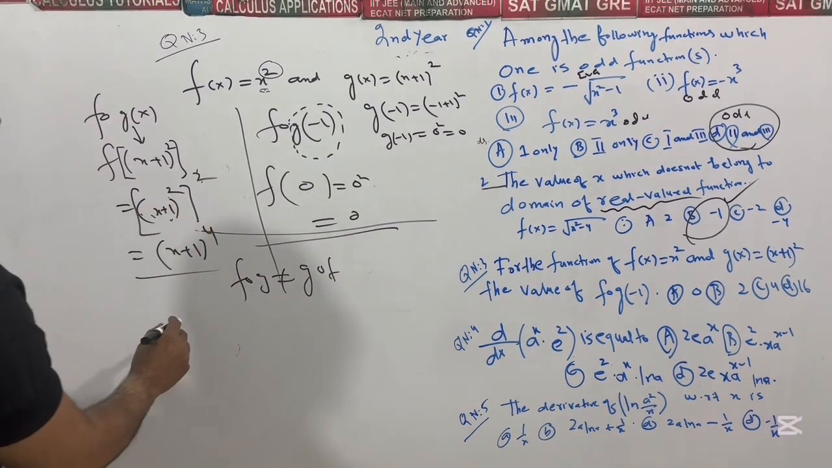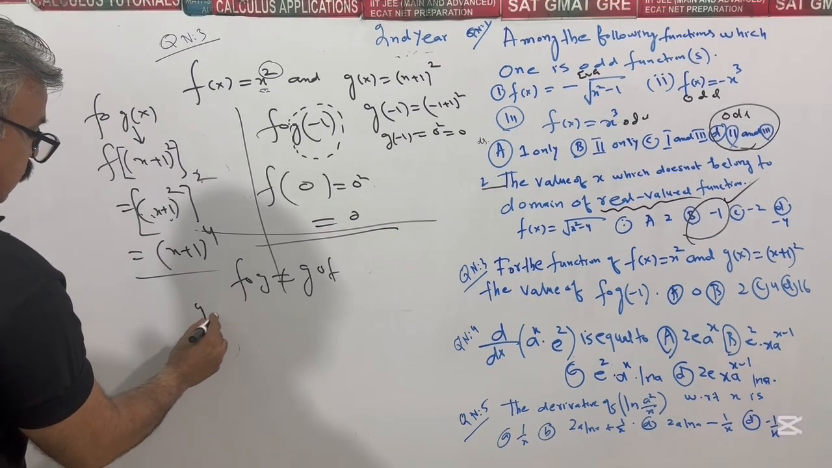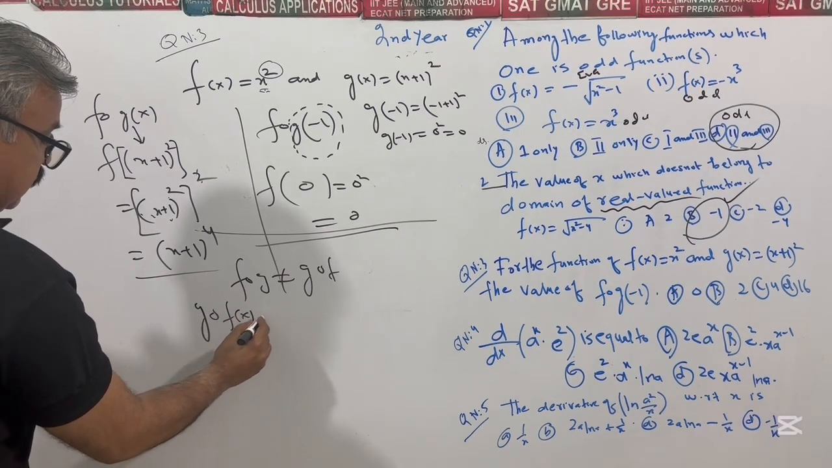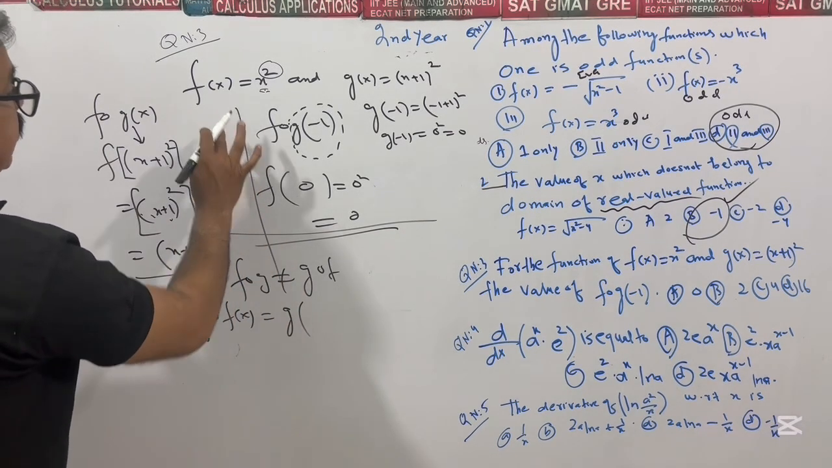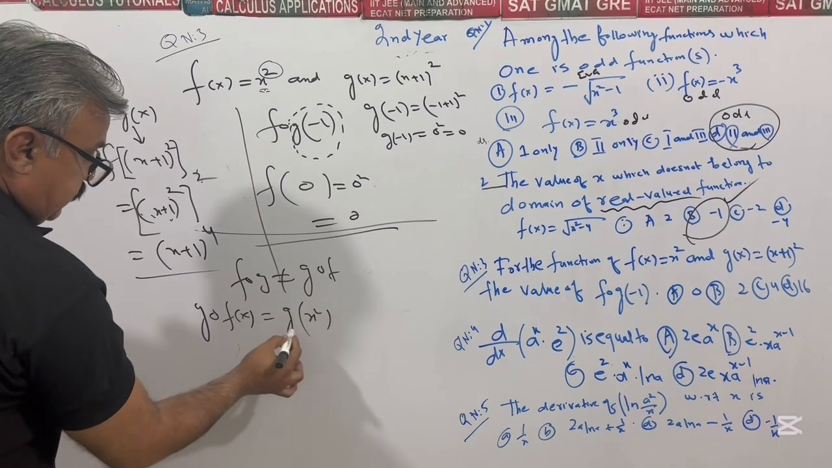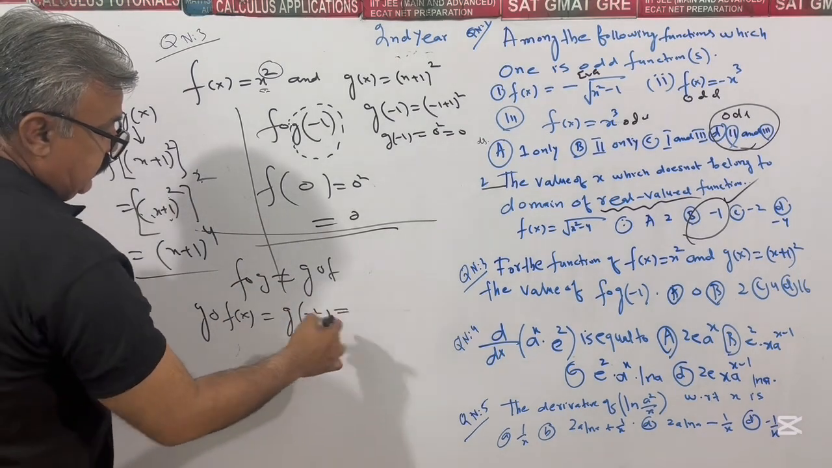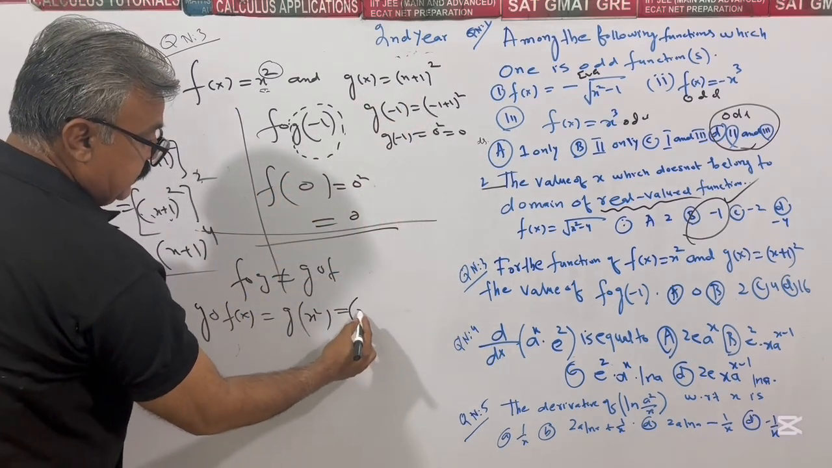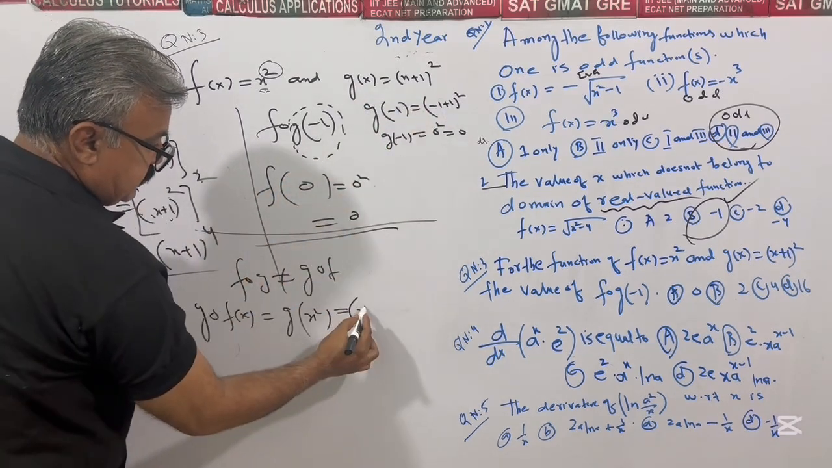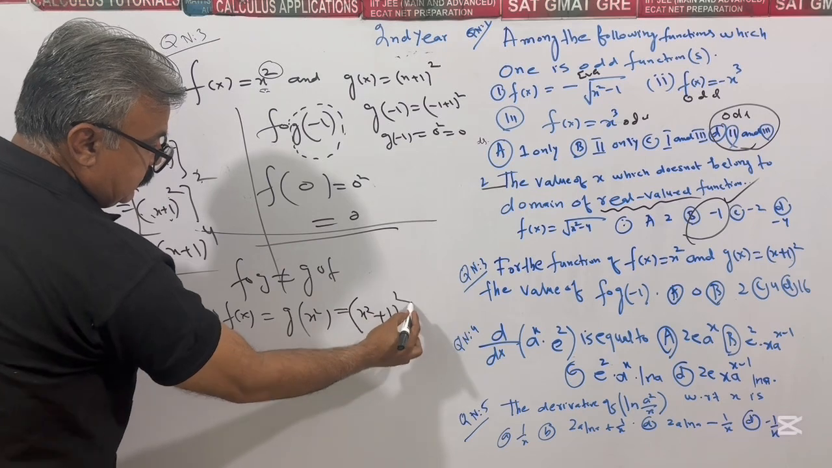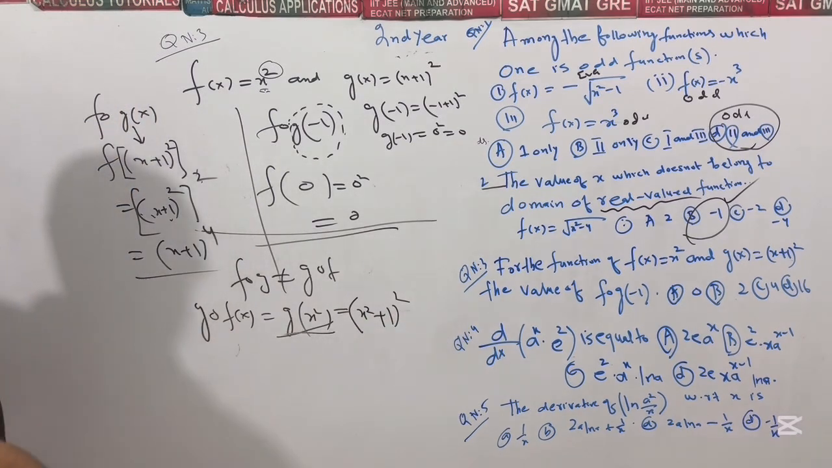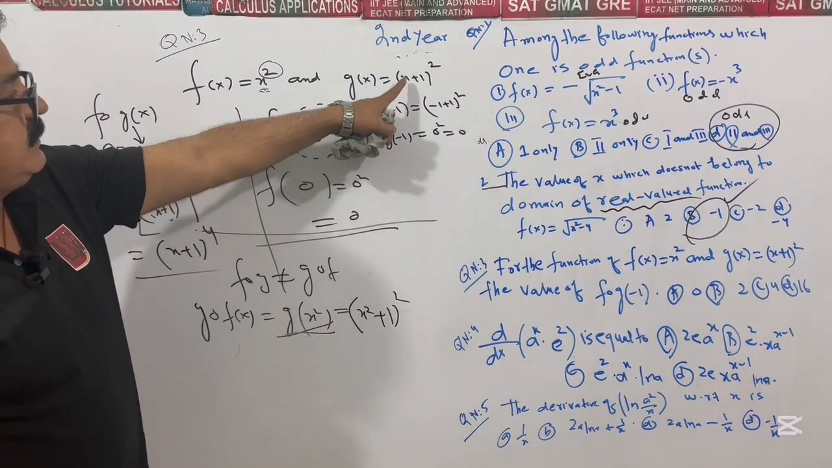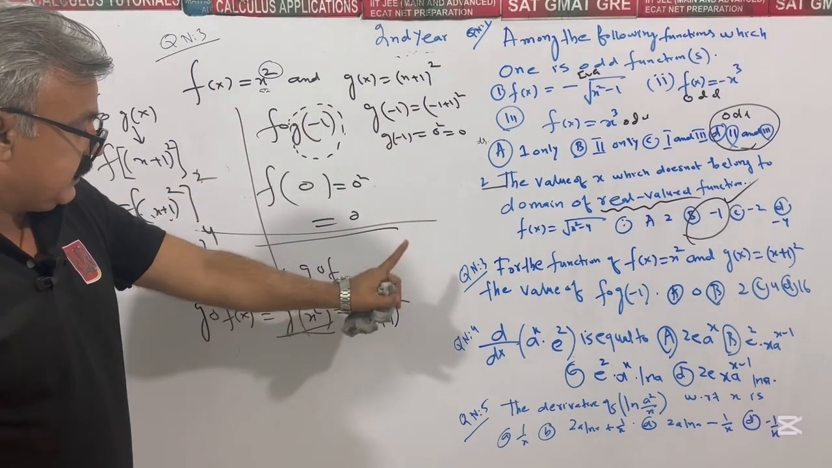Let me calculate this for you as well. g of f of x. What is the value of f of x? That is x square. It means in the function g of x, replace x by x square. It is equal to, instead of x there must be x square plus 1 whole square. In g of x I have utilized x square instead of x, and the rest remains the same.